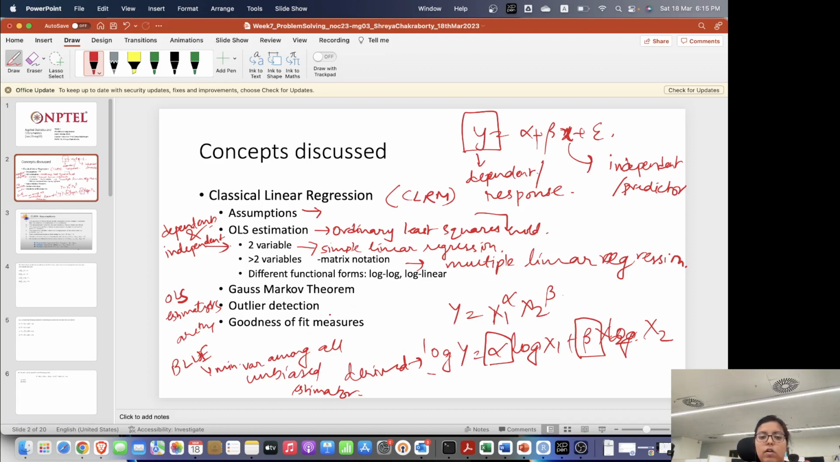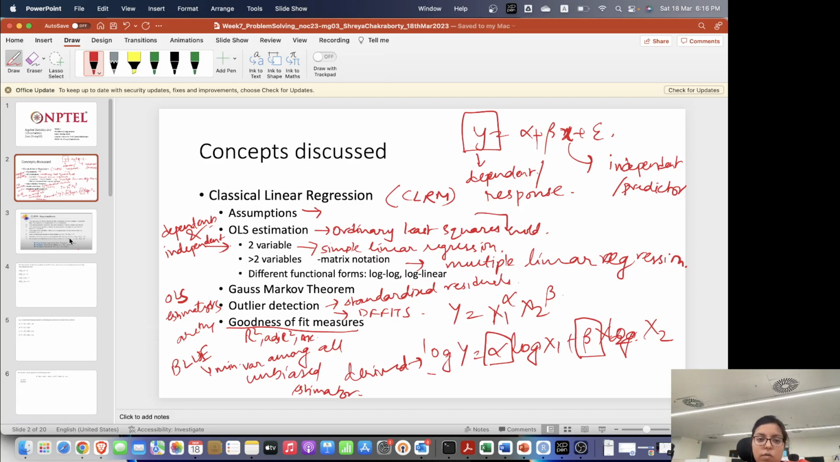Then we learnt about a few outlier detection methods. If we have an extreme value in y, we learned the use of standardized residuals. If we have some influential point or high leverage point, then we learned how to use DFFITS. And finally, we learned about some goodness of fit measures like R square, adjusted R square, and Akaike's information criterion. So with that, we'll move on to the actual problems and their solutions.